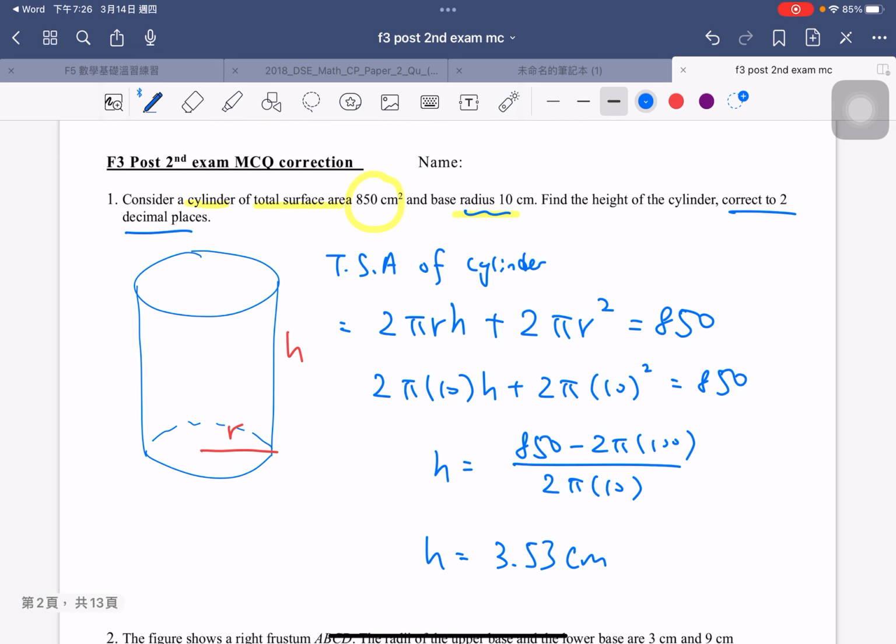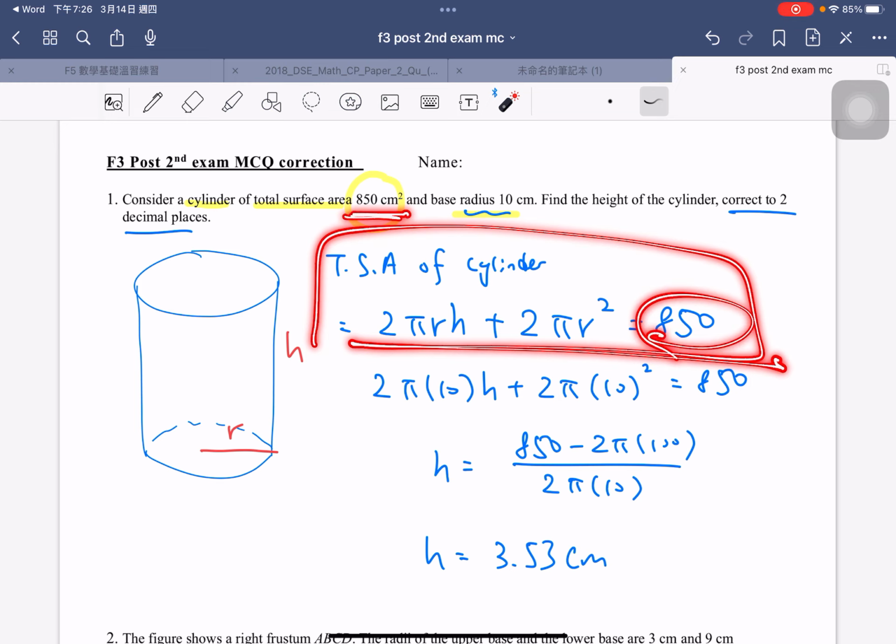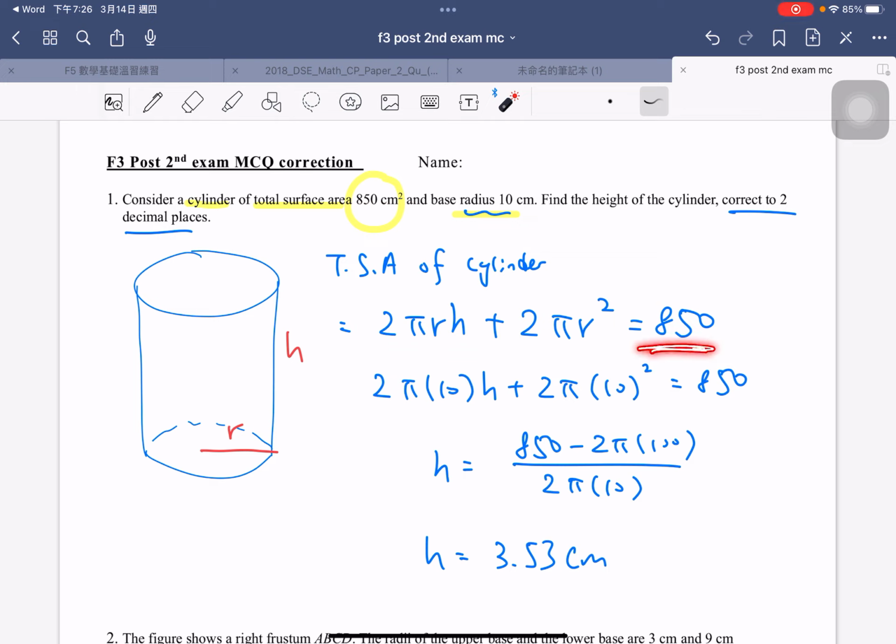So please bear in mind that you have to draw the figure first, and then write down the formula, and then use the condition. They told you the total surface area, which is 850, so you use the condition they give you, and then substitute, replacing the radius by 10, and then you solve the equation, isn't it? So you need to understand what you're actually writing instead of just guessing. All right, understand? Maybe pause the video for a while and then you can finish this.